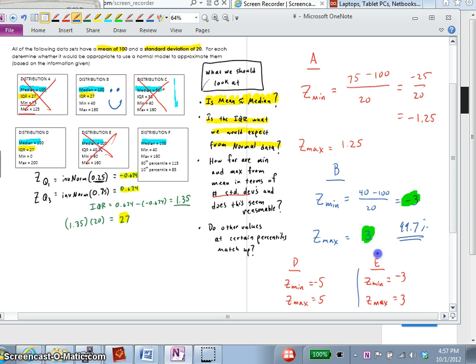Same thing happened with F. They have the same min and max as B. This is F. This is not E. Okay, you find those z-scores, you get that all of the data are between -3 and 3 standard deviations. And so distribution F is looking good. Now, we still haven't evaluated these percentiles for distribution F. Now, distribution D.